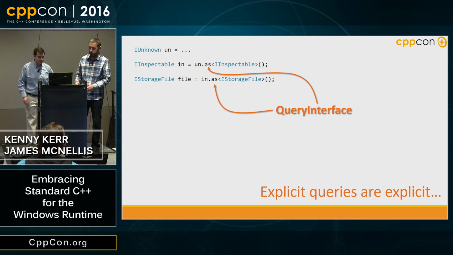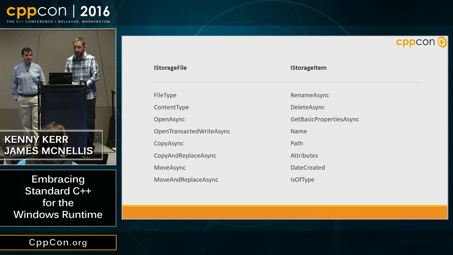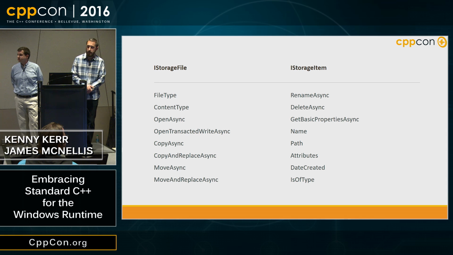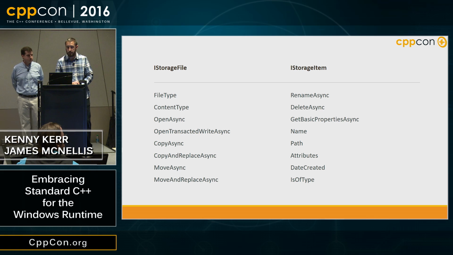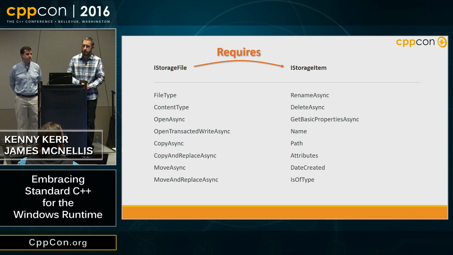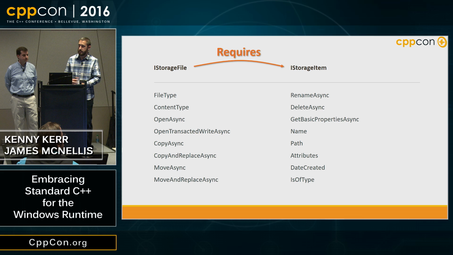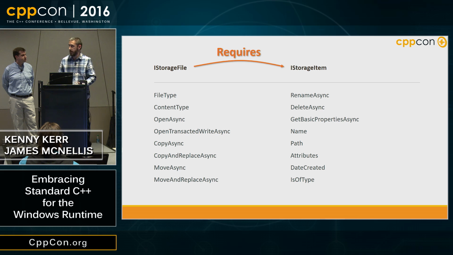All right, well, let's look at a concrete example then. So here we have two interfaces. We have iStorage file and iStorage item. They're completely distinct interfaces with their own vtables. You'll see the methods on the left for iStorage file and on the right for iStorage item. If you have an iStorage file, you can call those methods, obviously. But there's an interesting relationship between them. The iStorage file interface requires iStorage item. Now, some language projections might project that as an inheritance relationship. So in C#, it'll say iStorage file actually inherits from iStorage item.